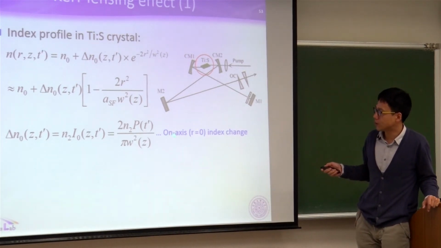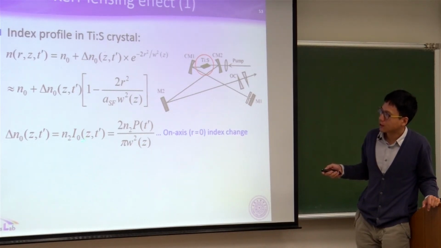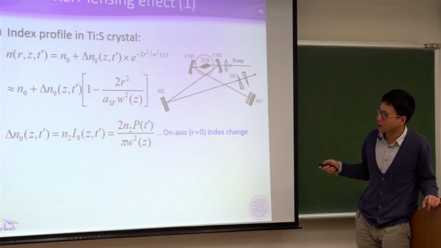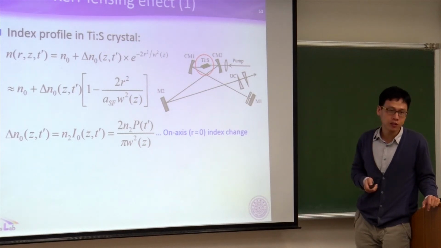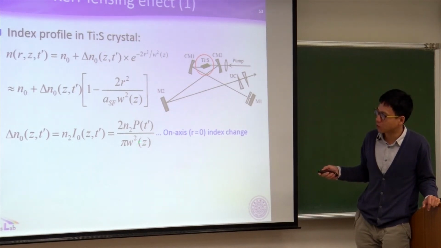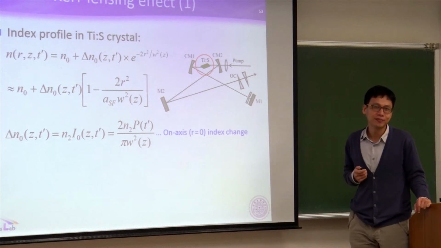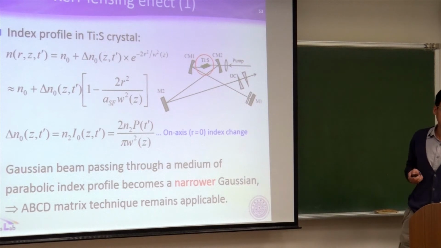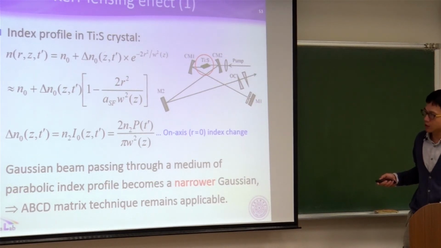Delta n0 is the on-axis index change, which is the n2 coefficient times the on-axis light intensity. And the light intensity equals laser power over the equivalent cross-sectional area, pi w squared over 2. Okay? And the reason we use a parabolic model is that a Gaussian beam passing through a medium of parabolic index profile becomes a narrower Gaussian. It is still a Gaussian.